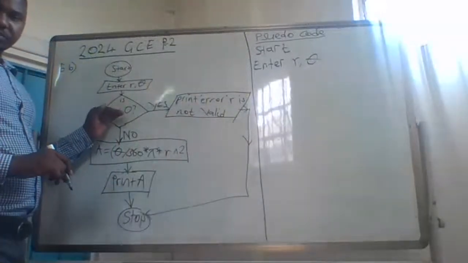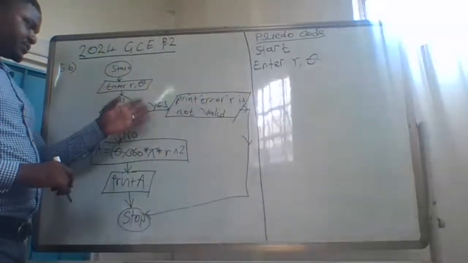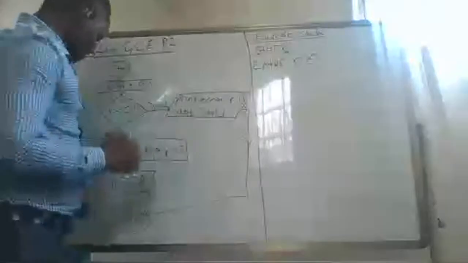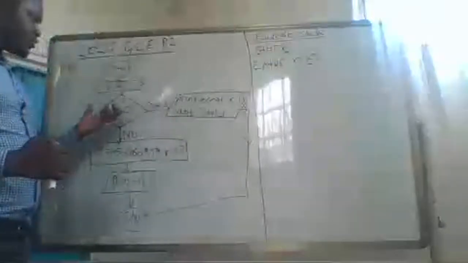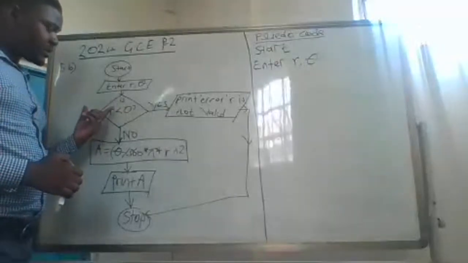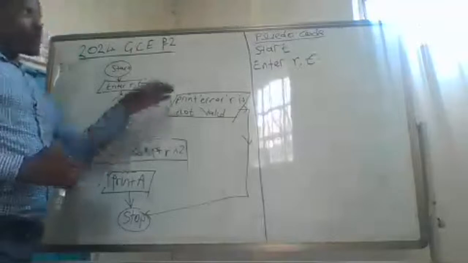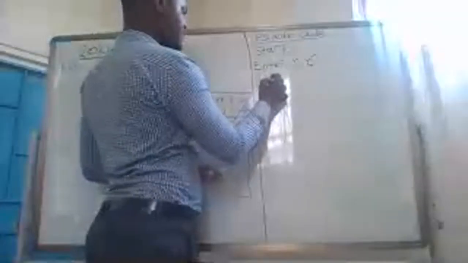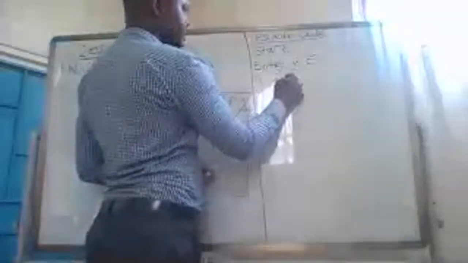Now, when we reach the decision symbol where there are always two options of either saying yes or no, the only thing you have to do is to convert the question which was asked, is R less than 0? On the pseudocode, it should be an if function. So you say, if R is less than 0.